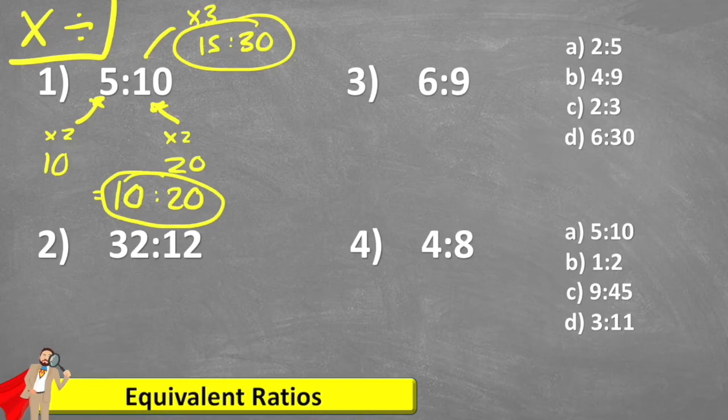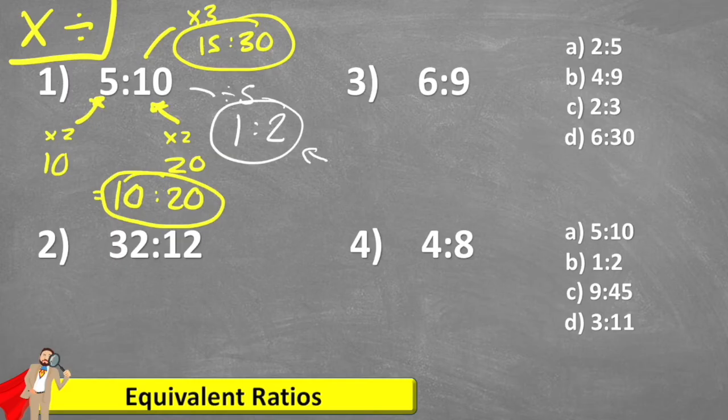And I can see that a common factor of 5 and 10 would be 5. So I could divide both of these by 5. 5 divided by 5 is 1, and 10 divided by 5 is 2. So 1 to 2 is also an equivalent ratio. And actually 1 to 2 is also the simplified ratio, because that's it in its smallest form.